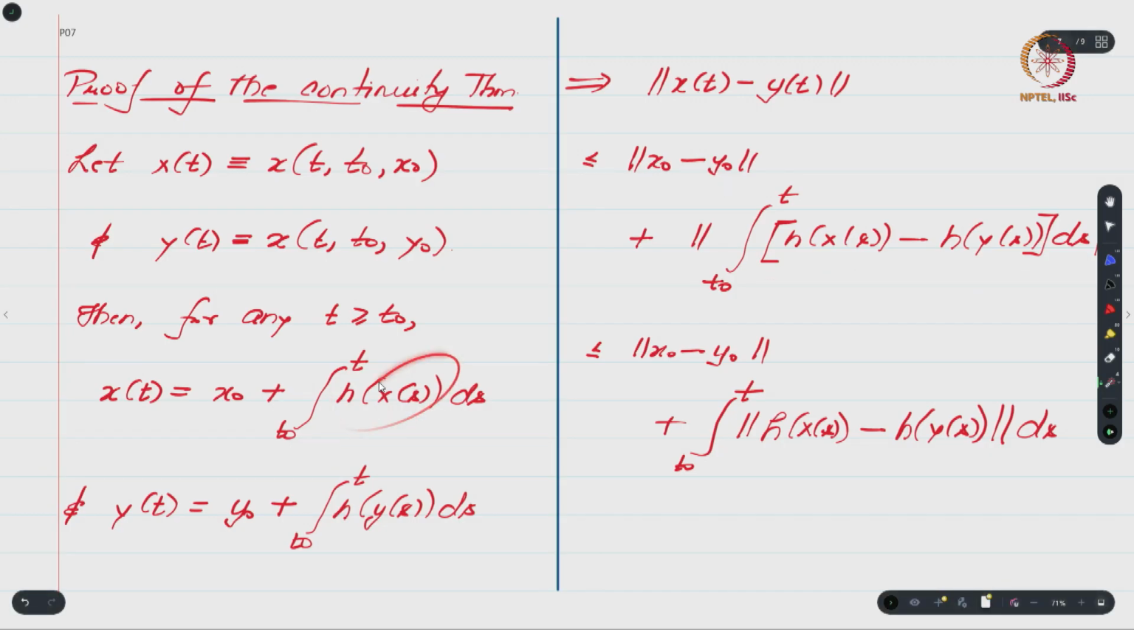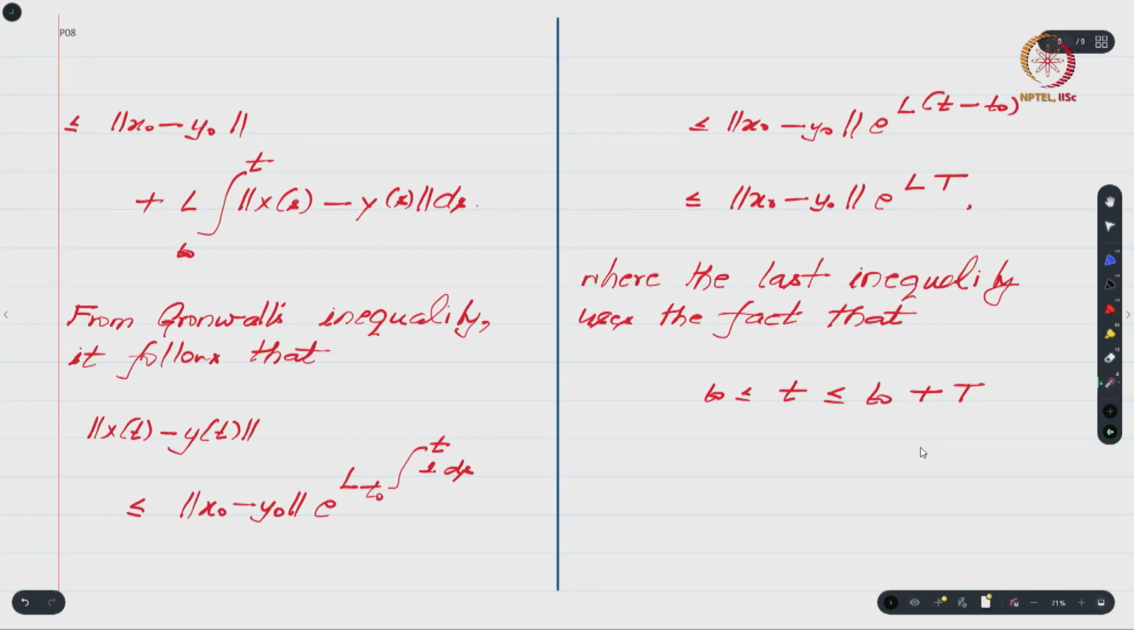Okay, so that is this difference, and by a simple calculation we can take this norm inside, which is referred to as the triangle inequality for integrals. So we take this norm inside, we will end up with something like this, and now we can invoke the fact that h is actually Lipschitz continuous to conclude that the difference between x of t and y of t is upper bounded by x naught minus y naught plus L times the integral from t naught to t of x of s minus y of s.